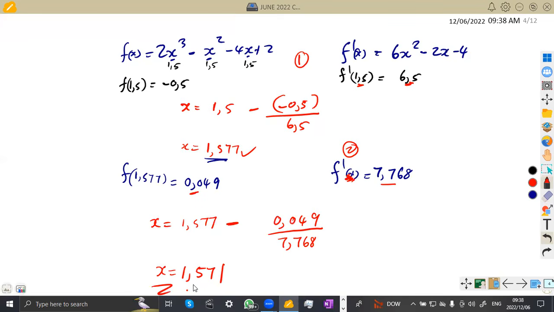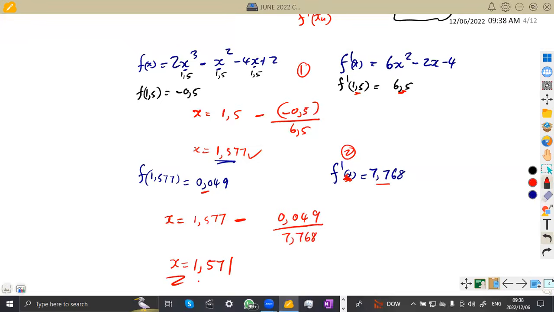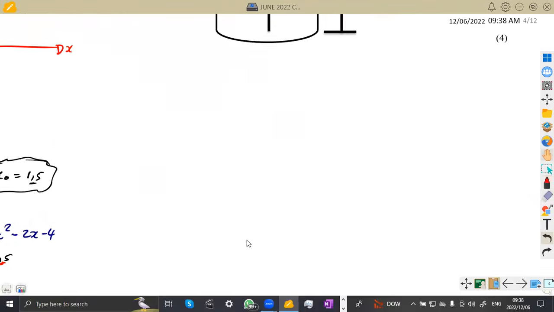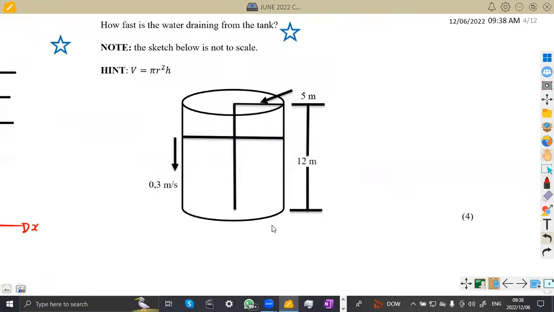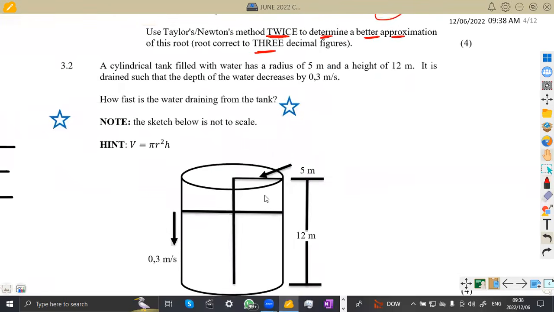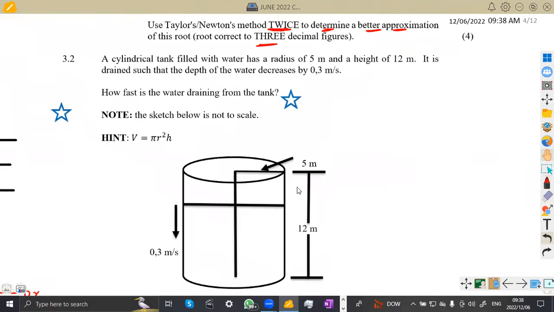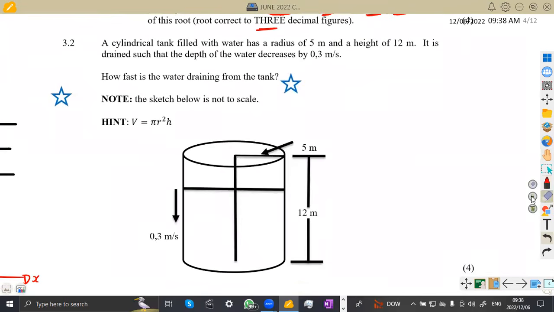So we are going to move on to the other part of the question. All right, let's see what we have on the next part, which is here. So that's 3.2. On 3.2, we are actually given a sketch. So I'm just going to remove some of this part that I've done here. All right, so we are given a cylindrical tank filled with water with a radius of 5 meters, the height 12 meters.